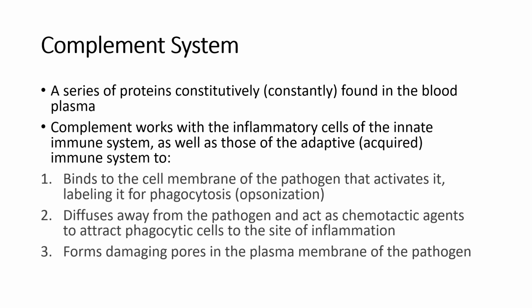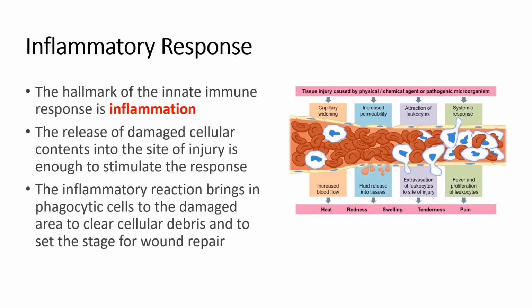This labeling process is known as opsonization. It diffuses away from the pathogen and acts as a chemotactic agent to attract or draw in phagocytic cells to the site of inflammation, and they also can work with different members of the complement system to form damaging pores in the plasma membranes of a pathogen so that they basically spill their guts out and die.